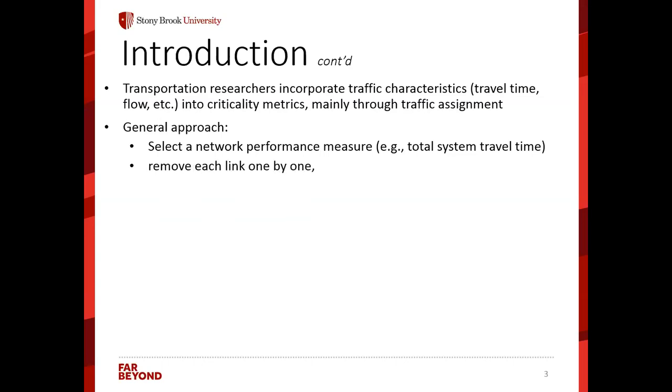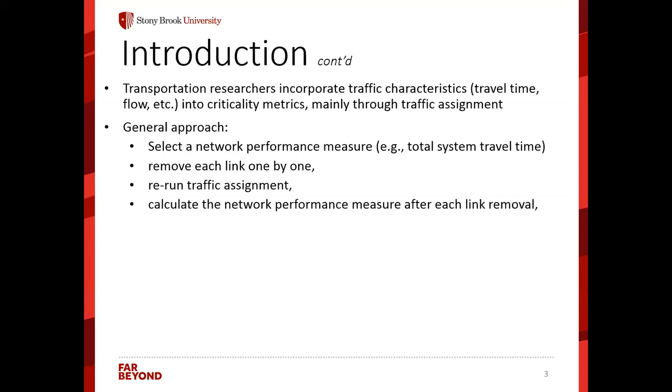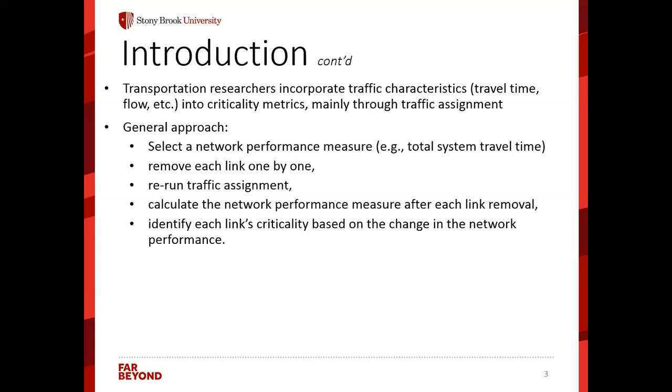And then in the network, each link is removed, one by one. After each removal, traffic assignment is rerun and the results are obtained. Whatever the performance measure, let's say total system travel time, it's calculated after each link removal. Eventually, link criticality is identified based on how the network performance measure increased after the link removal. The higher the increase in, say, total system travel time, the higher the criticality of that particular link which was removed.